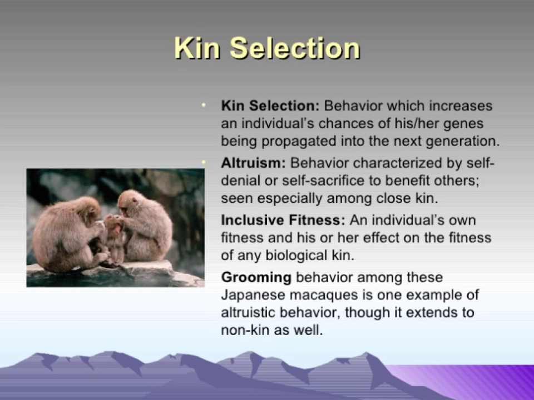So grooming behavior among Japanese macaques is one example of altruistic behavior, though it extends to non-kin as well. And again, if they can get rid of the parasites that are on each other, that means that they're saving energy by not feeding these parasites. And so this is a behavior that is beneficial to the group here.